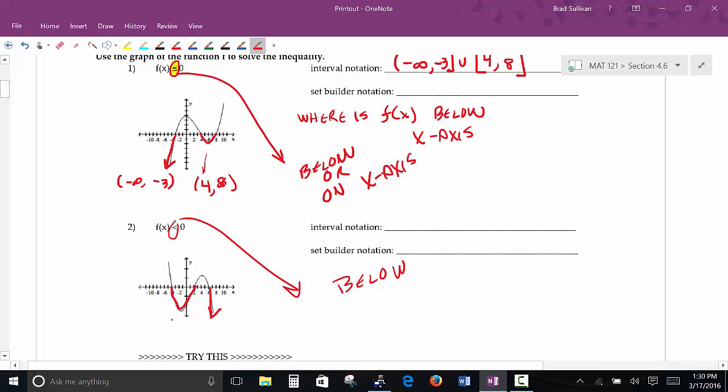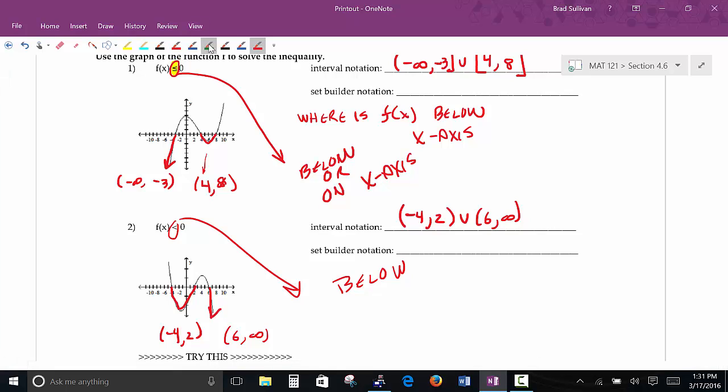So in interval notation, this piece right here looks to me like between negative 4 and 2, not including, would be where it's below the x-axis, right? And then this piece right here looks like from 6 to forever, it's going to be below the x-axis. So in interval notation, you would say negative 4 to 2, union 6 to infinity, like that. All right, what if it was greater than? What would you be looking for? Where it's above, exactly.